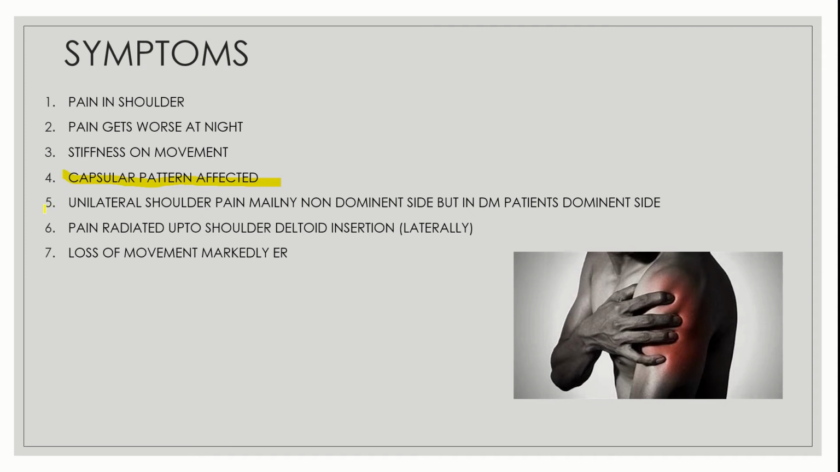Then unilateral shoulder pain, mainly on the non-dominant side. This pathology is not bilateral, it's a unilateral shoulder pathology. So there will be pain in only one shoulder, and mostly it affects the non-dominant side. Like if the hand dominance of the patient is right, the shoulder pathology will be seen mostly in the left shoulder. All right, and in diabetes mellitus patients, it is commonly seen on the dominant side.